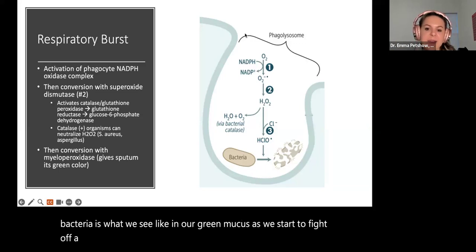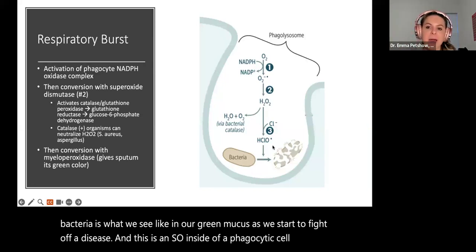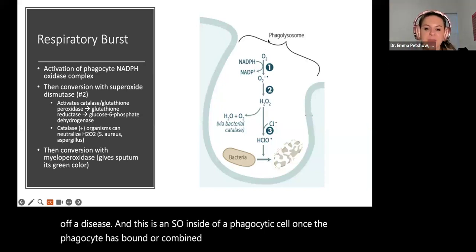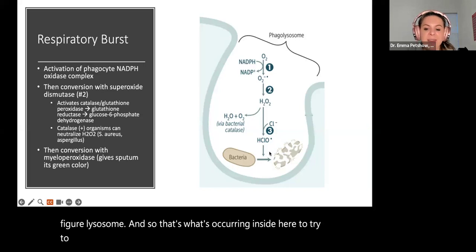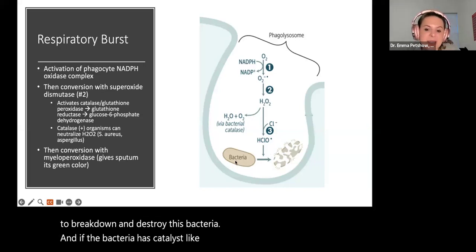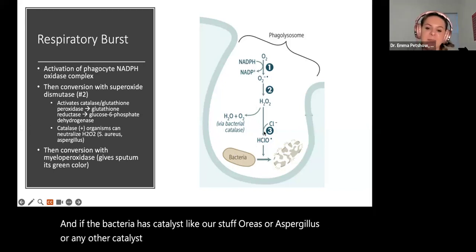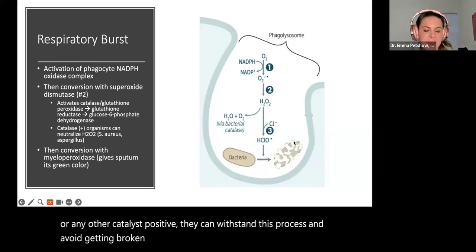And this is in a phagolysosome. Inside of a phagocytic cell, once the phagosome has combined with its lysosome, we get a phagolysosome. That's what's occurring inside here to try to break down and destroy the bacteria. And if the bacteria has catalase, like Staph aureus or Aspergillus or any other catalase positive organism, they can withstand this process and avoid getting broken down via this mechanism. There are other mechanisms that we can use.